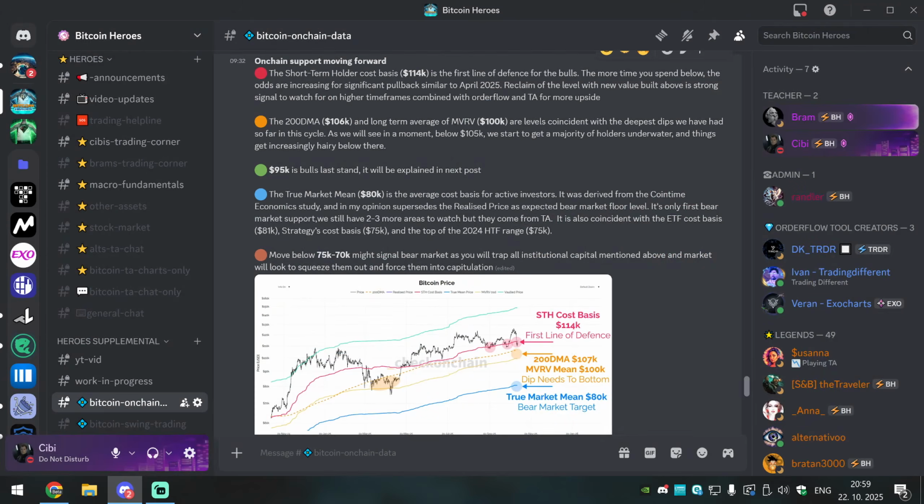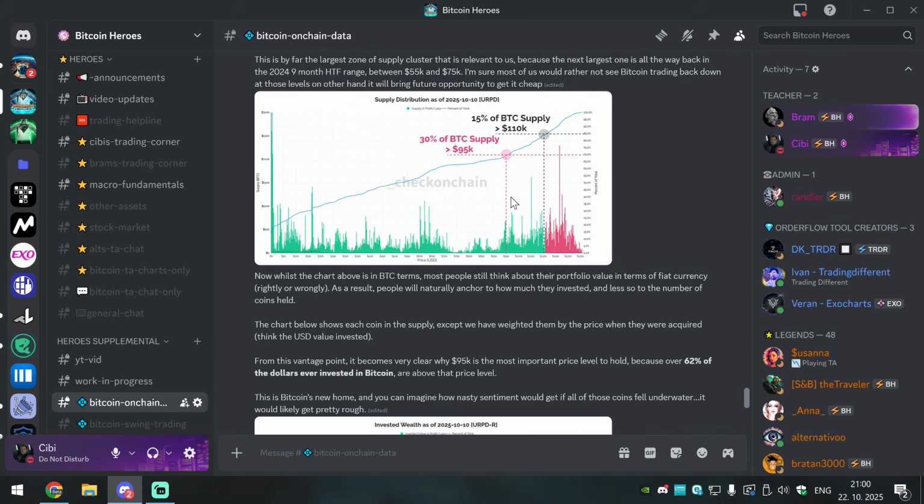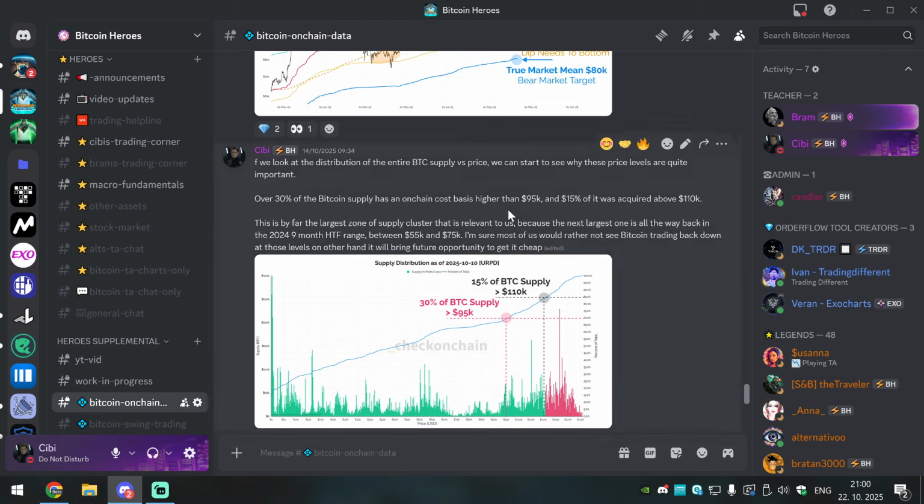But now, where I see the true problem starting for Bitcoin, this is going to be the first big sign we might be entering a very steep correction on the whole crypto market, or just starting a bear market. I don't want to be very bearish, but again, 95k, if you lose that level, this is the bull's last stand. It will be explained and exposed. I will show you why here.